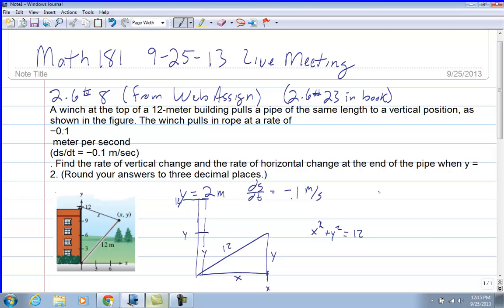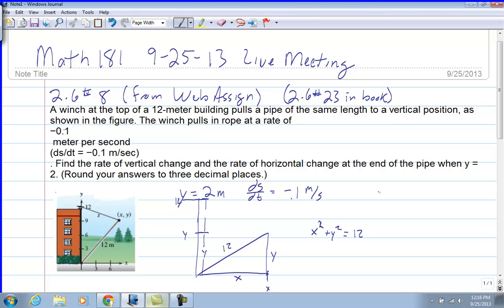I was asked to work this problem. It's for 2.6 number 8 from WebAssign, 2.6 number 23 from the book. The book problem is going to be slightly different at the point where we talk about how the rope is going in and the position of y, but the rest of the process is the same.